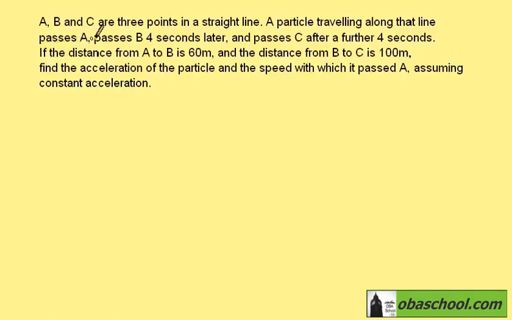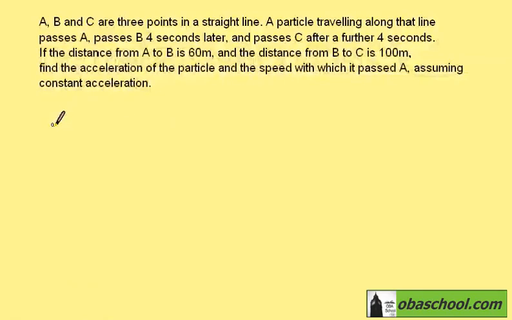A, B and C are 3 points in a straight line. A particle travelling along that line passes A, then passes B 4 seconds later, and passes C after a further 4 seconds. If the distance from A to B is 60 meters, and the distance from B to C is 100 meters, we want to find the acceleration of the particle and the speed with which it passed A, assuming constant acceleration.